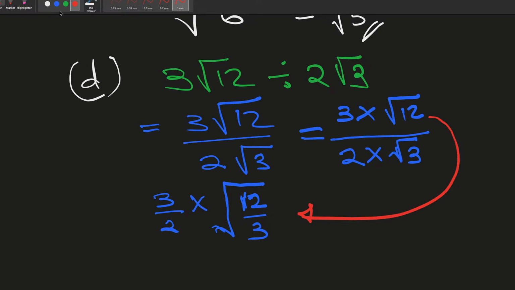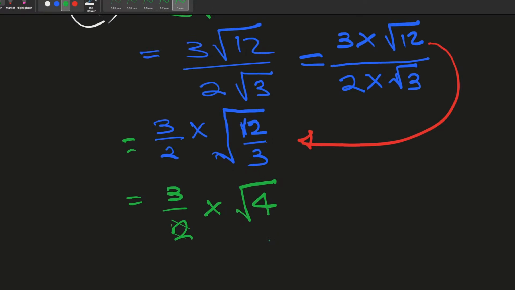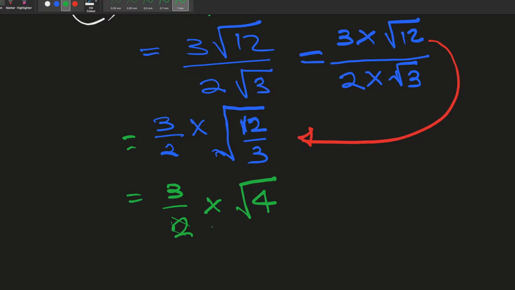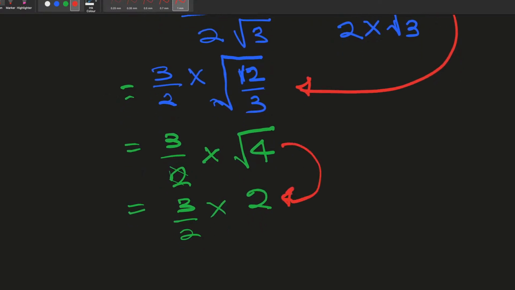Okay, now let's look at it. Take our time. Now we know that our answer is 3 over 2 times, 3 goes into 12 four times. So this is root of 4. But we know that the square root of 4 is 2. So we say this is equal to 3 over 2 multiplied by 2, because when we find the square root of 4, the answer is 2. What do we see over here? Now we realize that this 2 will cancel this 2. So our answer will be equal to 3.